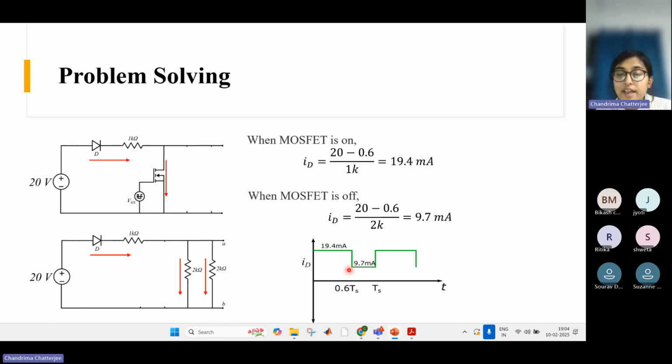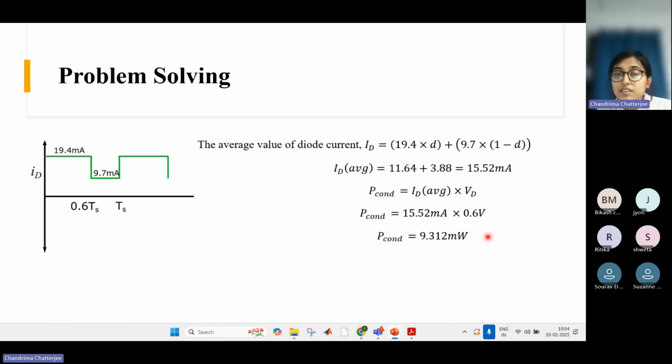So if you just calculate the average current here, what will you get? The average current will be 19.4 times D plus 9.7 times (1 minus D), where D is the duty. Duty means duty cycle, which is basically when the MOSFET is on. The on duration is called the duty cycle or duty ratio.